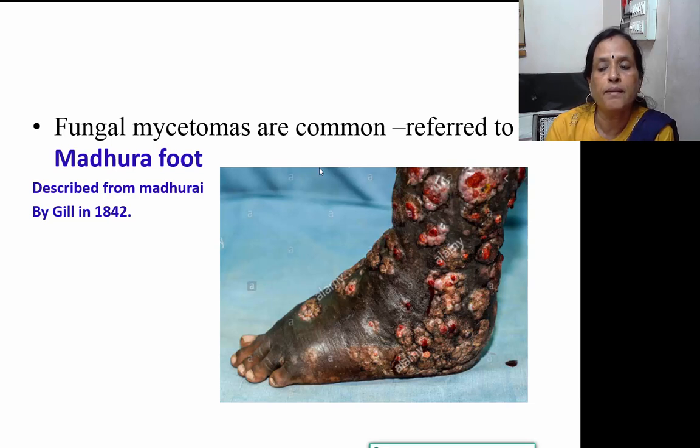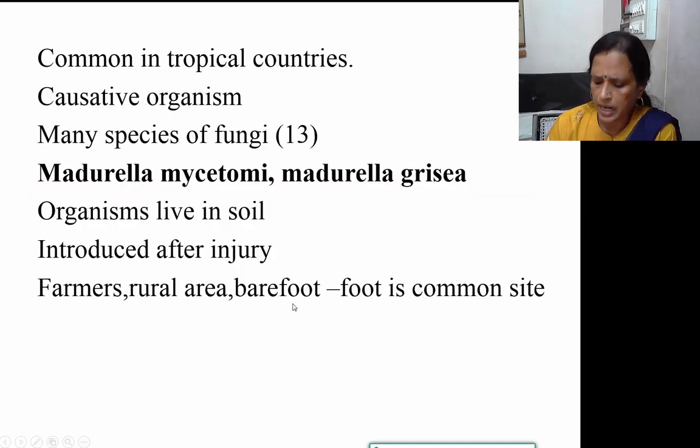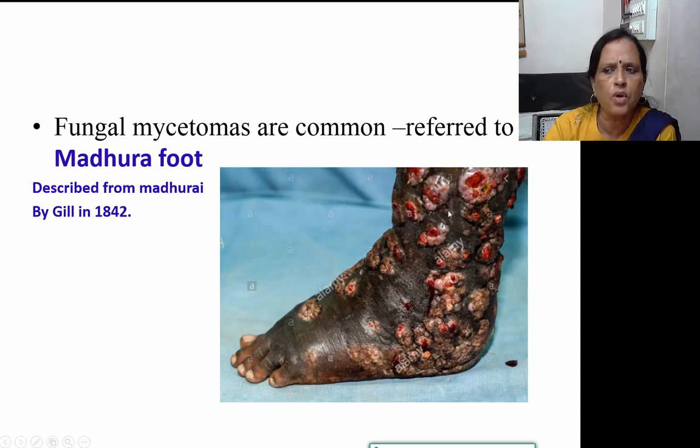Tamil Nadu. This was first described from Madurai by Gill in 1842. That's why they called it Madura foot. So the short note topic could be mycetoma or Madura foot. Both are the same, you are writing the same thing that I am discussing now. See, look at this. The foot is affected and the lesion has gone above the ankle also.